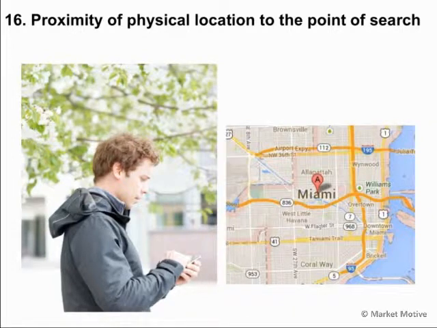Number 16 is the proximity of the physical location to the point of search. You have really no influence over this, but the person who's searching for you, are they in that local area, is really what this is saying. And that's going to influence whether you come up on the search results or not.